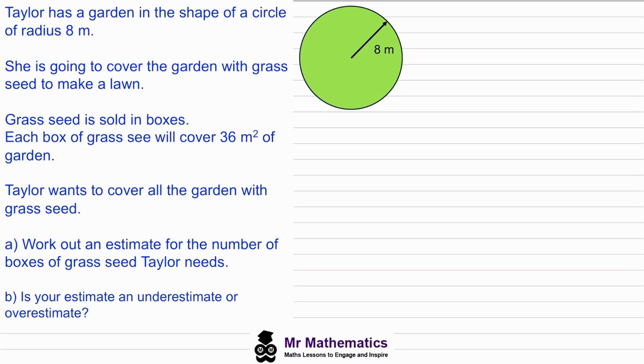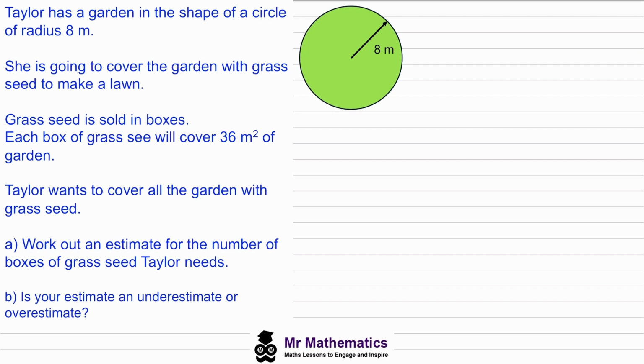Okay, so we're told that Taylor has a garden in the shape of a circle of radius 8 meters. And she's going to cover the garden with grass seeds to make a lawn. And the grass seed is sold in boxes. Each box of grass will cover 36 meters squared of garden. And Taylor wants to cover all the garden with grass seed. For part A, work out an estimate of the number of boxes Taylor needs. And then for part B, explain whether your estimate is an underestimate or overestimate.